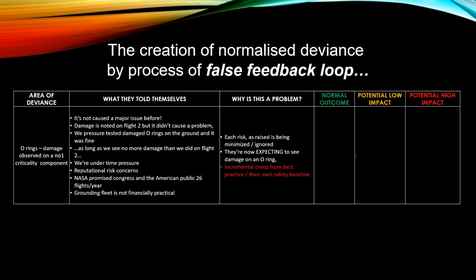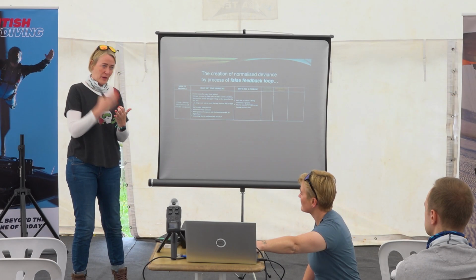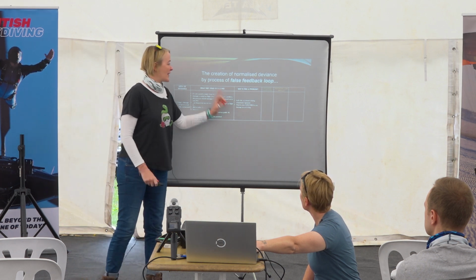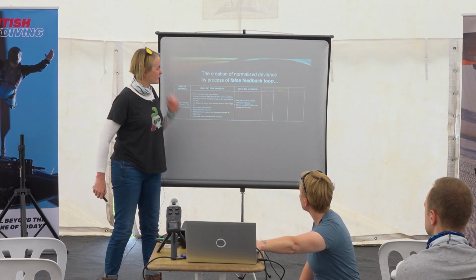Why is it a problem? So each of these risks, as they're being raised, is being minimised or ignored to the point where they're now expecting to see damage on a #1 criticality component, which, let's remind ourselves, could cause the loss of the entire fleet and the deaths of all the astronauts on board. But they're now expecting to see it.